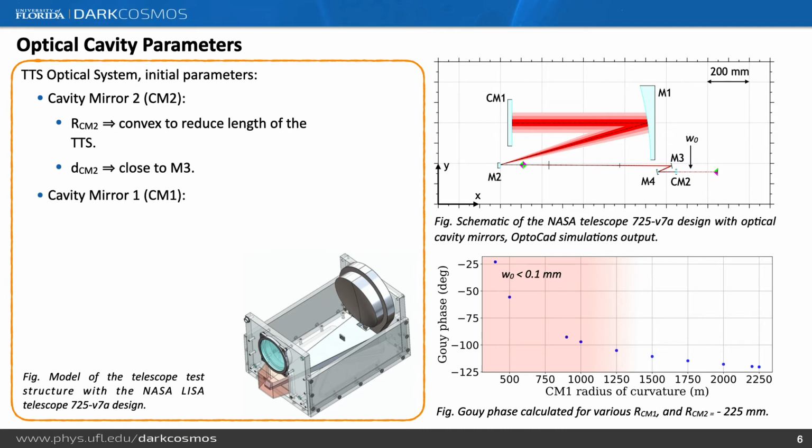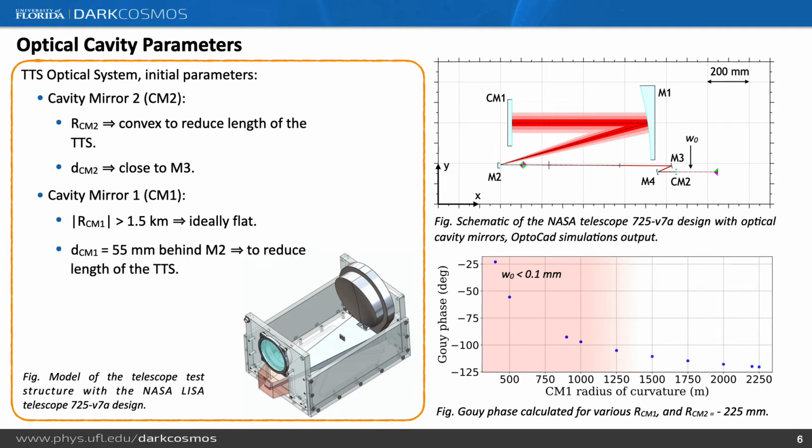Cavity mirror 1, or CM1, is placed close to the M1 telescope mirror. The initial simulations show that the radius of curvature of CM1 should be larger than 1.5 kilometers to form a stable cavity, which is shown on the graph in the bottom right corner. The red shaded region indicates waist smaller than 100 micrometers.